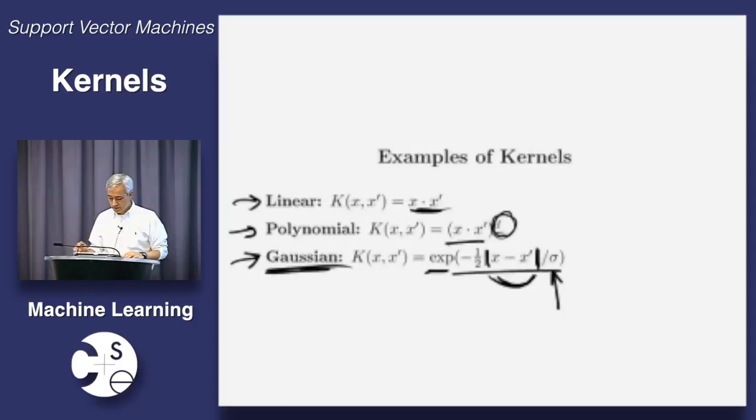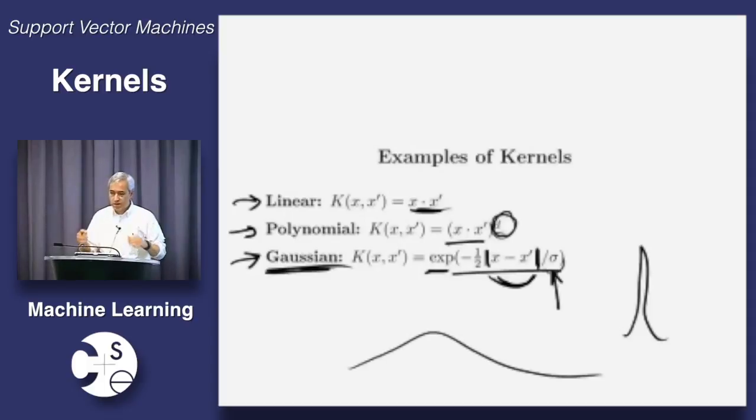So if sigma is very small, that means that even a small difference in your examples means the similarity is going to be very low. It means that your Gaussian is very narrow. A high value of the variance means that you're allowed to vary a lot, so the similarity decays only slowly with Euclidean distance. So you take Euclidean distance, you put it through this exponential, and you get the Gaussian kernel.